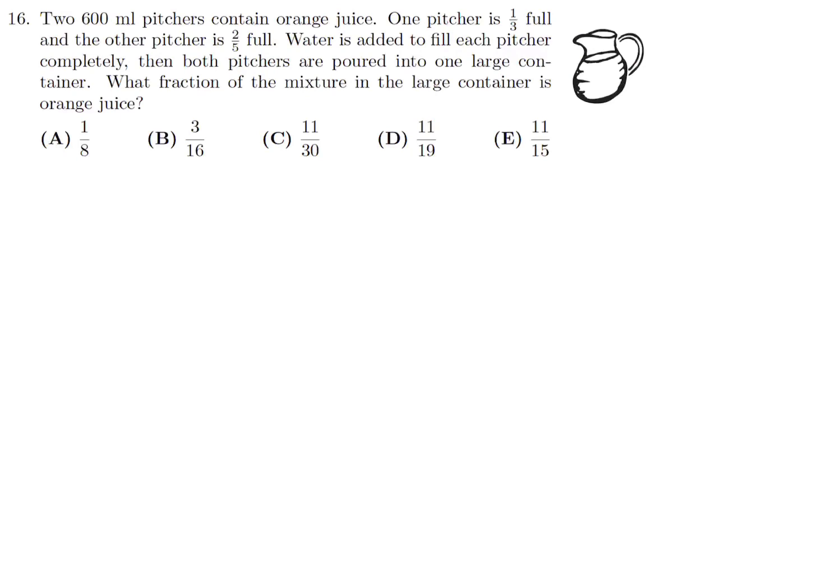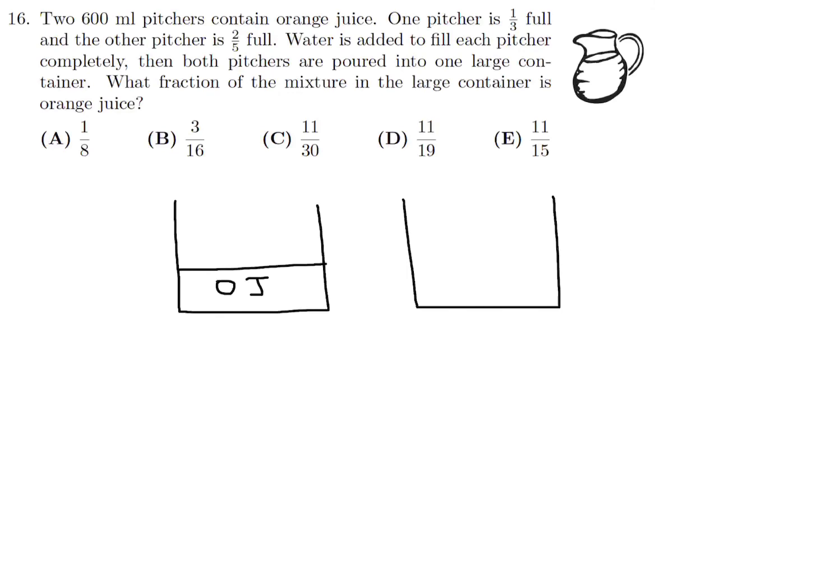Two 600 ml pitchers contain orange juice. One pitcher is a third full and the other pitcher is 2/5 full. Water is added to fill each pitcher completely, then both pitchers are poured into one large container. What fraction of the mixture in the large container is orange juice? So we got two containers here, and originally they're both the same. And the first one has 1/3 of orange juice. So 1/3 of 600 mLs, which would be 200 mLs.